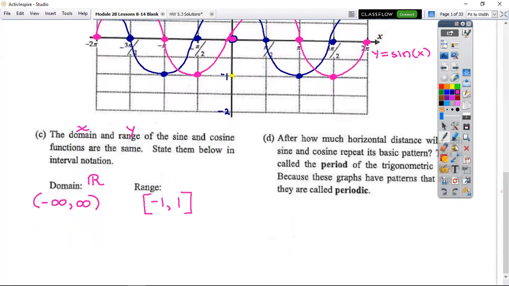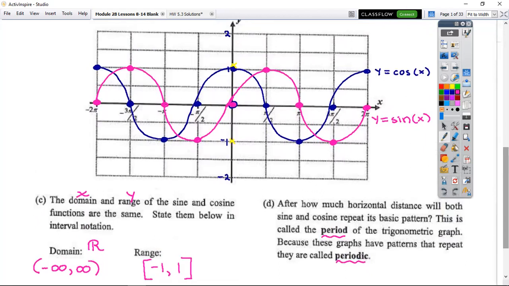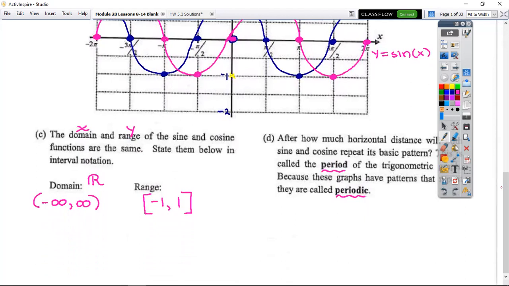Next question asks you, after how much horizontal distance will sine and cosine repeat its basic pattern? This is what we refer to as the period of a trig function. So that's a vocabulary term. Again, your trig functions are all what we call periodic in nature because they repeat those patterns. Did you guys notice that the left and the right side are the same? Okay. So after how much horizontal distance? 360 degrees, which is equivalent to 2 pi.